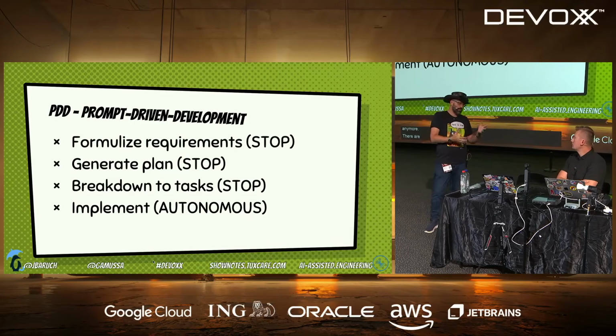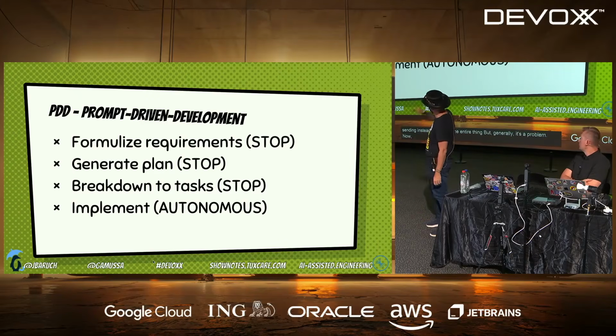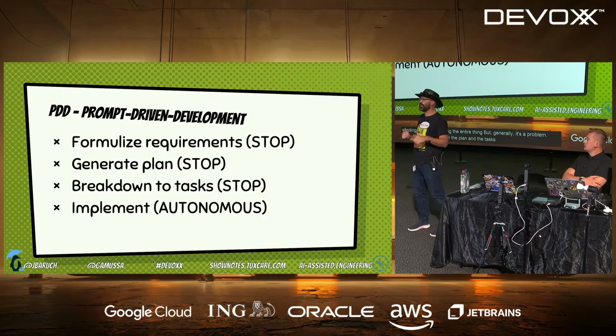There are different techniques, like conversation summary, where we send a summary instead of the entire thing, but generally it's a problem. Now, having written down the plan and the tasks, we can start the conversation anew every time, and the LLM will educate itself on what's going on by relying on those documents. Sounds good?